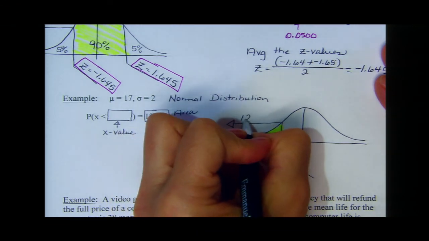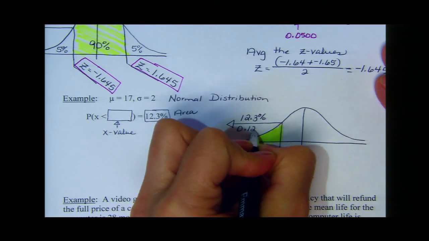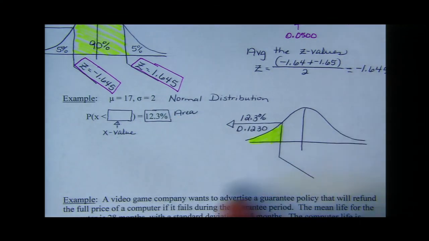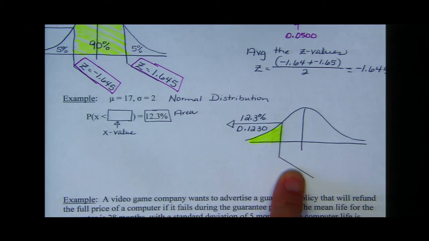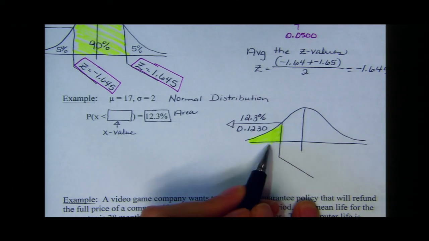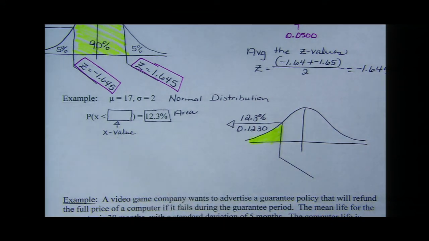This is 12.3%, which is 0.1230. Now, before I can get to the x value, I need to find what this z value is. I know my z value is negative because it's to the left of mu, so I'm looking for 0.1230 on my negative z table.